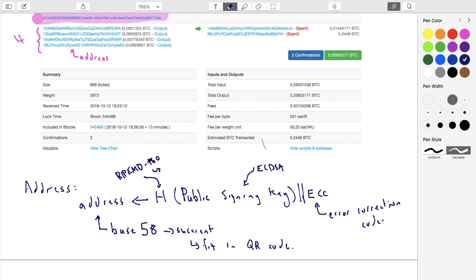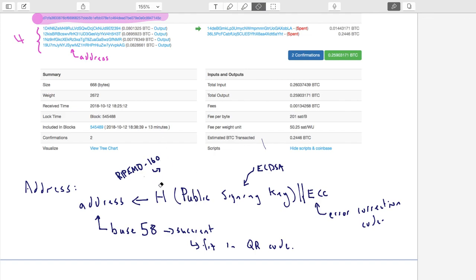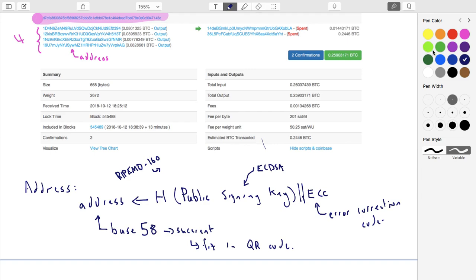Could you use SHA-256, take your 256 bits, truncate it down to 160 bits? You absolutely could. The consequence would be basically the same. It wouldn't be any more or less secure than using RipeMD 160. Why RipeMD 160 is used, no one really knows. It was just a sort of arbitrary choice that was made by the author of Bitcoin. So this has 160-bit output.